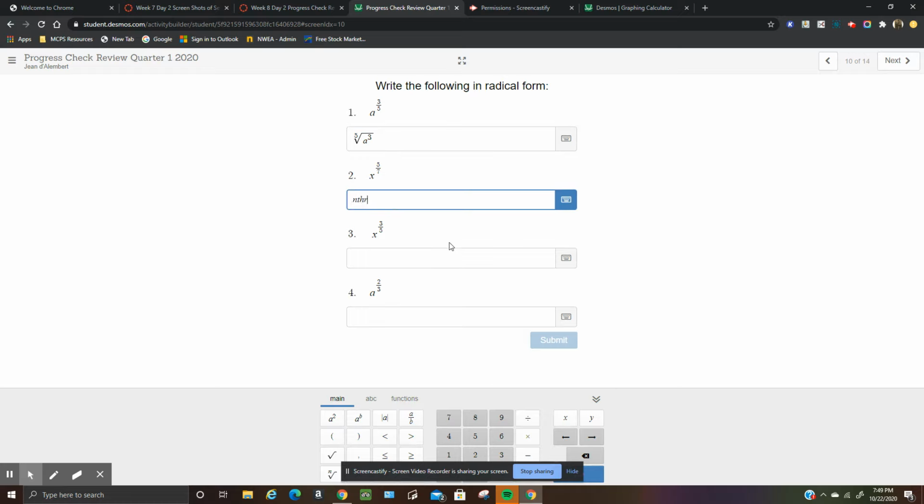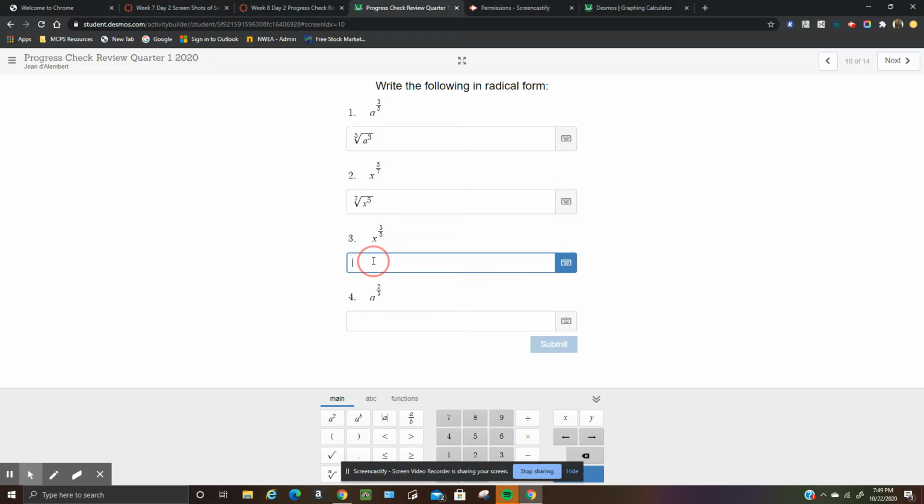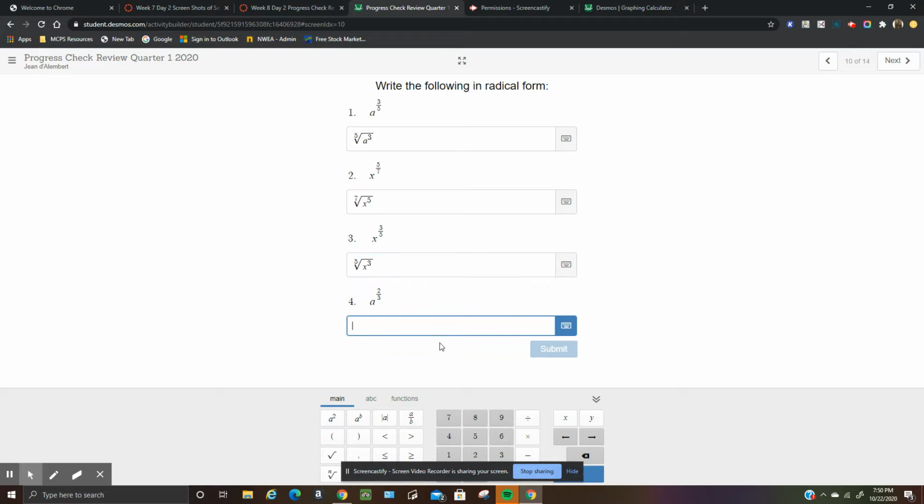This one, the root is 7. And the exponent of x is 5. And this one is the 5th root of x cubed. And the last one is a cube root of 8 squared.